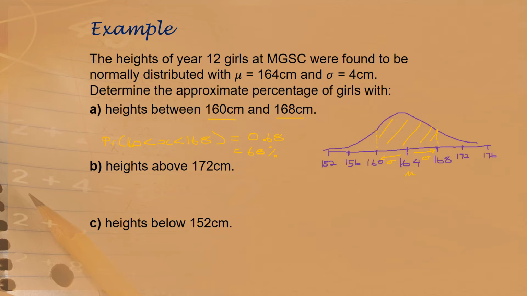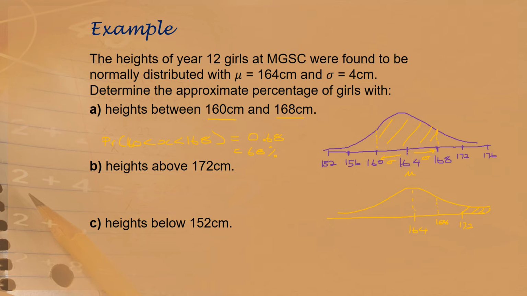Heights above 172. If I was looking above 172, that means if I copy this same picture here, here's my mean at 164. Above 172 means I'm looking for this part here. Now, here's my mean. 1 standard deviation I get to 168, 2 standard deviations there.